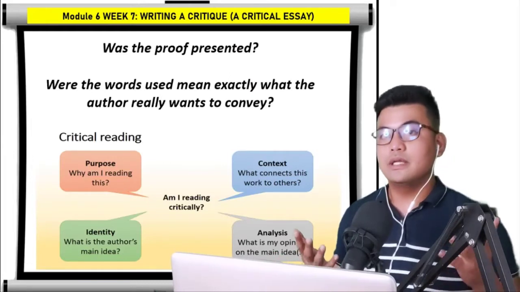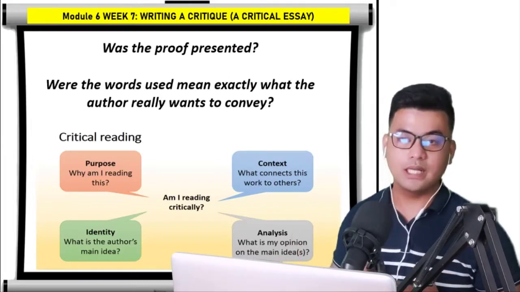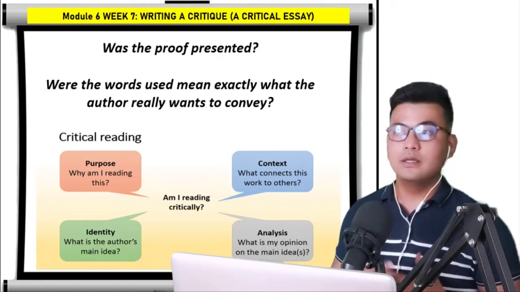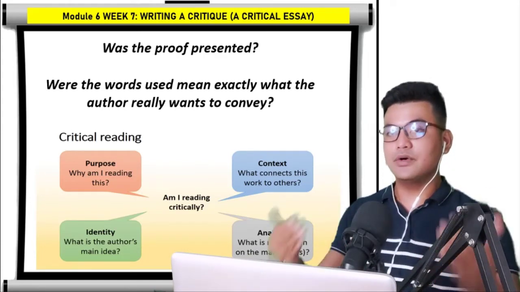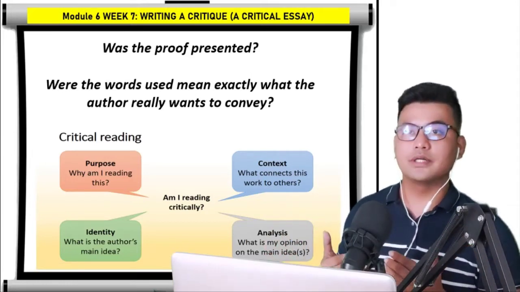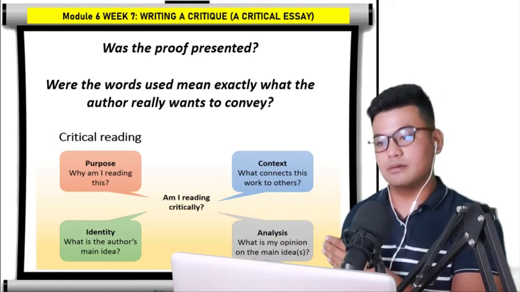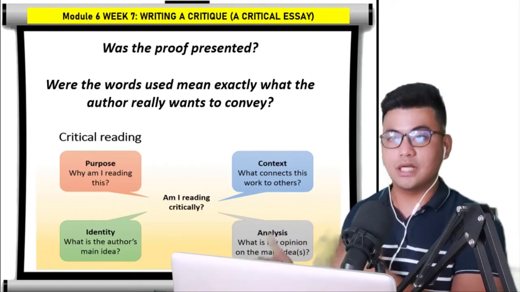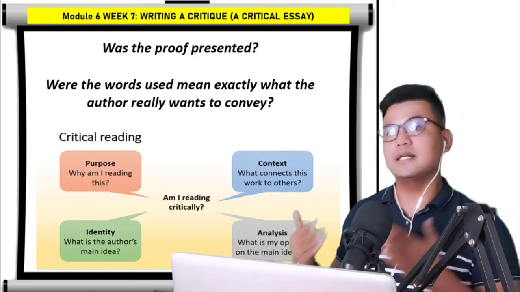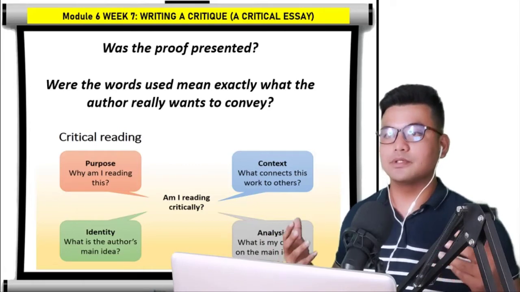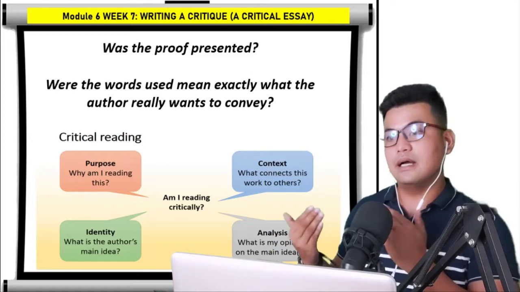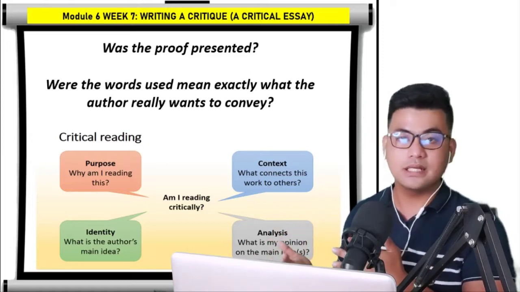Okay, so here are some questions that we needed to ask when writing a critical essay. Was the proof presented? Okay, when you presented your idea, yun ba ay based doon sa data or sa writings, opinions, judgments ng author na kinikritik mo? Okay? So baka naman you're making just an assumption, tapos yung assumption mo is not supported by ideas and not even written dun sa sinabi ng author.